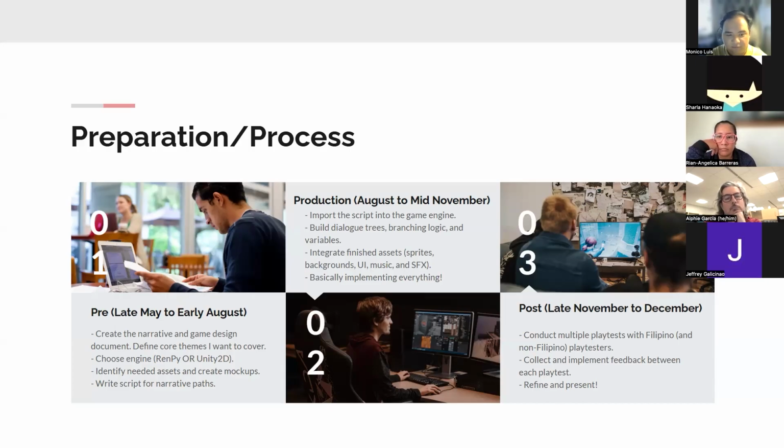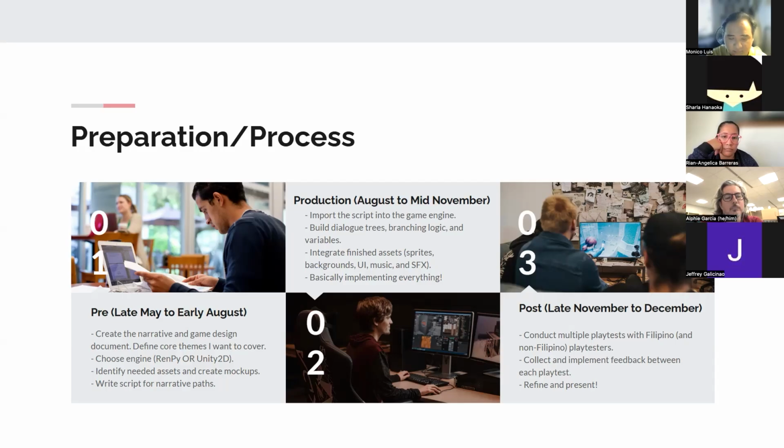My pre-production phase, which will be from late May to early August, I'll be creating the narrative and game design document, and this is where I want to define the core themes I want to cover. And during this time, I'll have to choose a game engine and familiarize myself with it. And then I'll be identifying needed assets and creating mockups, and then write the script for my narrative paths.